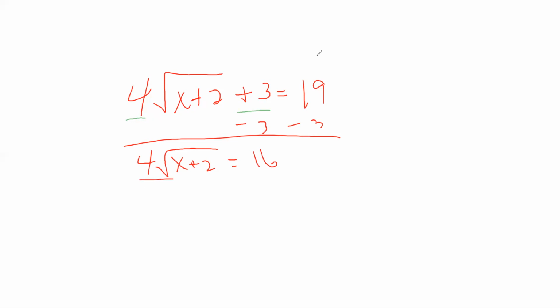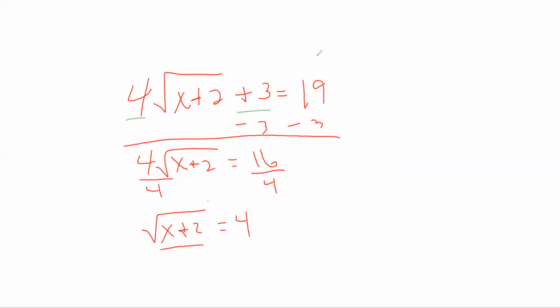Right, we're going to divide by 4. It's being multiplied by the square root, so I'm going to divide by 4. So now I have the square root of x plus 2 equals 4. Now, there's nothing else outside of the square root that I have to get rid of. Everything that's left over here is underneath the square root.